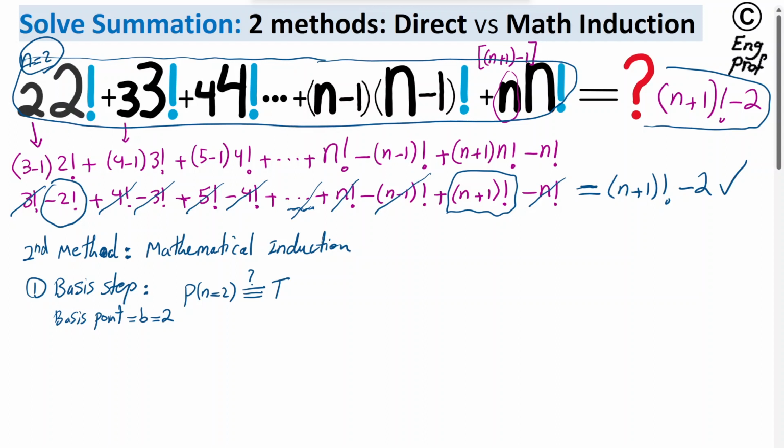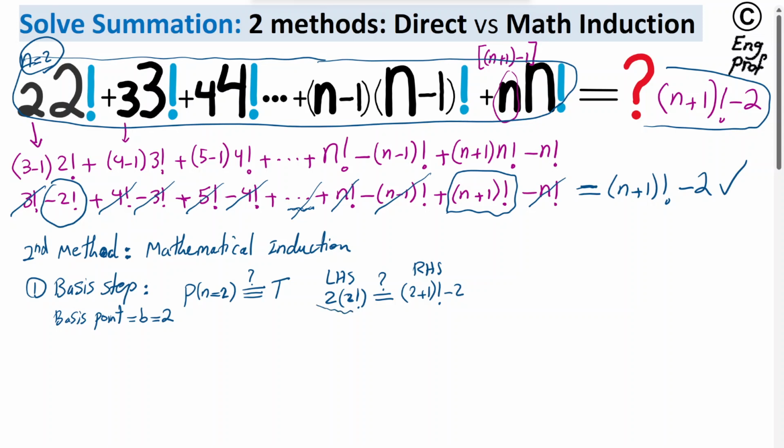So when we are just limiting ourselves to n equal to 2, as a result, only the first component remains. So in the left hand side of the mathematical expression, we have 2 times 2 factorial. Then on the right hand side, we have 2 plus 1 factorial minus 2. So that is the right hand side. So let's check if these two are the same.